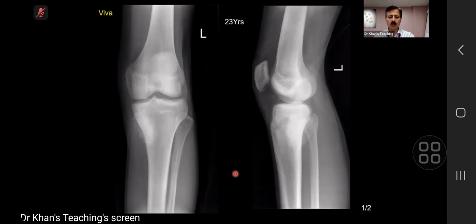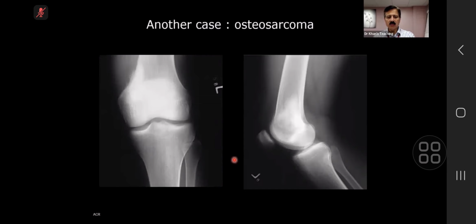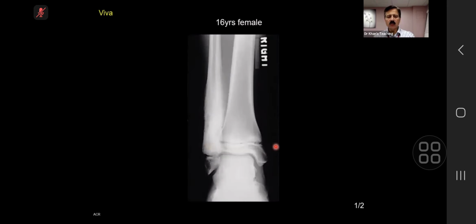keeping with an osteosarcoma. So another case of osteosarcoma, I'm showing you multiple examples just to develop your eyes, where you can see this osseous matrix, and then you can see some soft tissue, and look at the zone of transition which is widened. Another case of osteosarcoma, and this one is in the fibula. And why is it an osteosarcoma? Because of this sclerosis, which is osseous matrix.